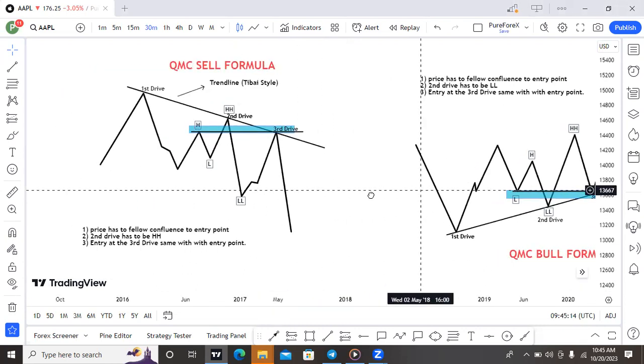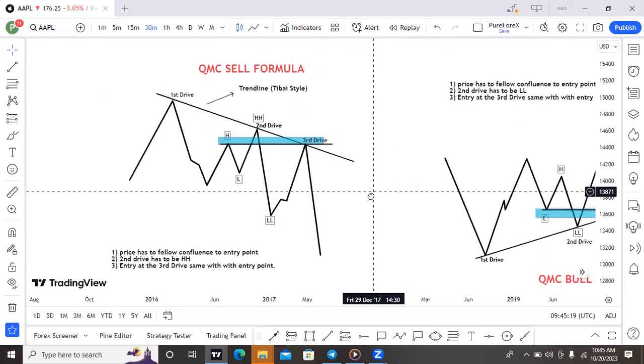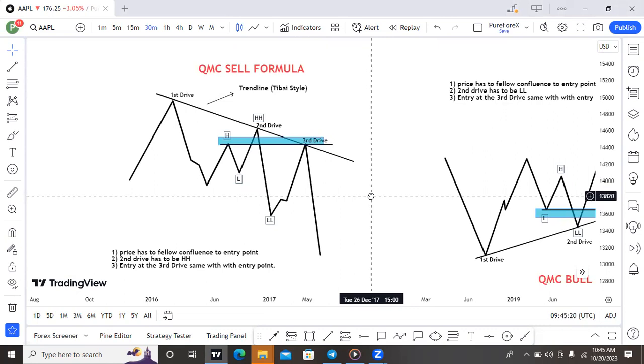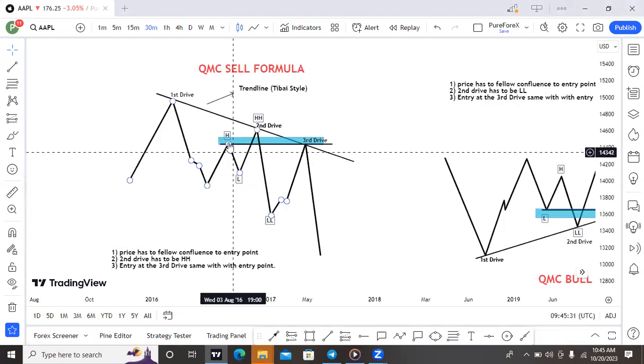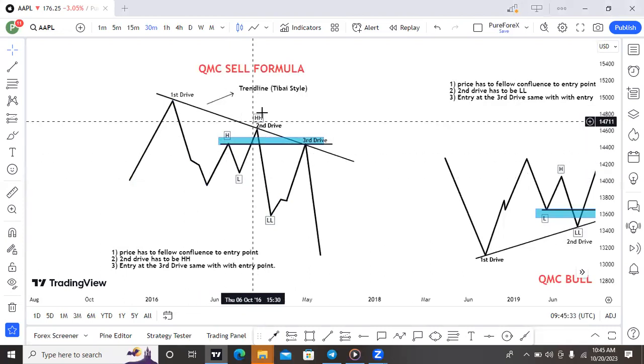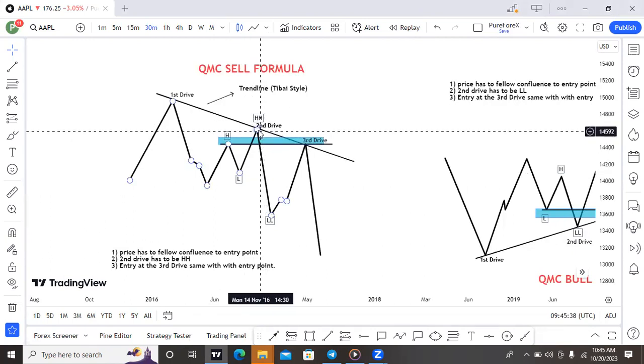So let's look at the criteria. I said that QMC is a trend continuation setup. This setup happens after the trend reversal, right? After the market has changed from an uptrend to a downtrend. So this is the QMC sell formula here. We have the high, the low, the higher high, and the lower low. So we want the head of this QMC to be at the second drive of the trend line, right?